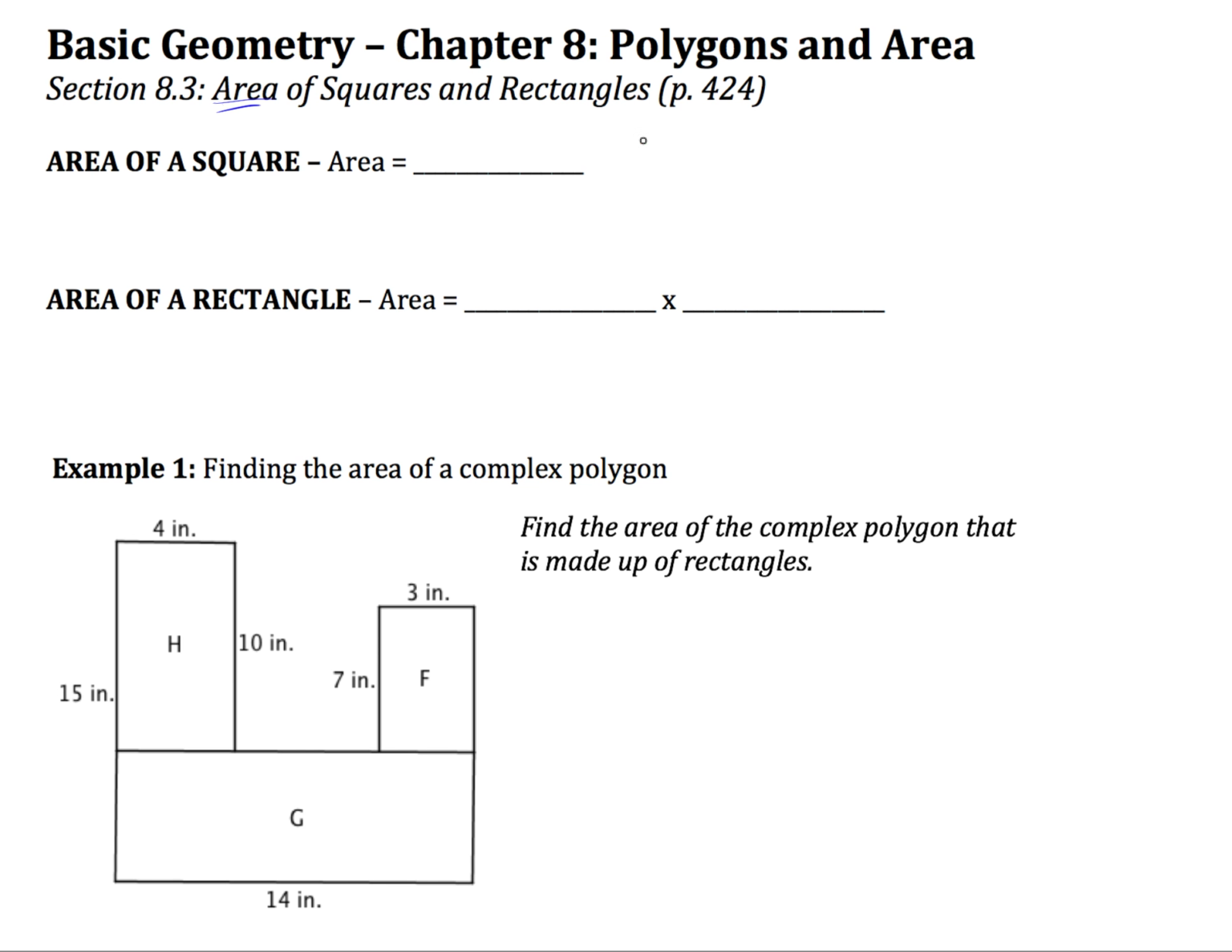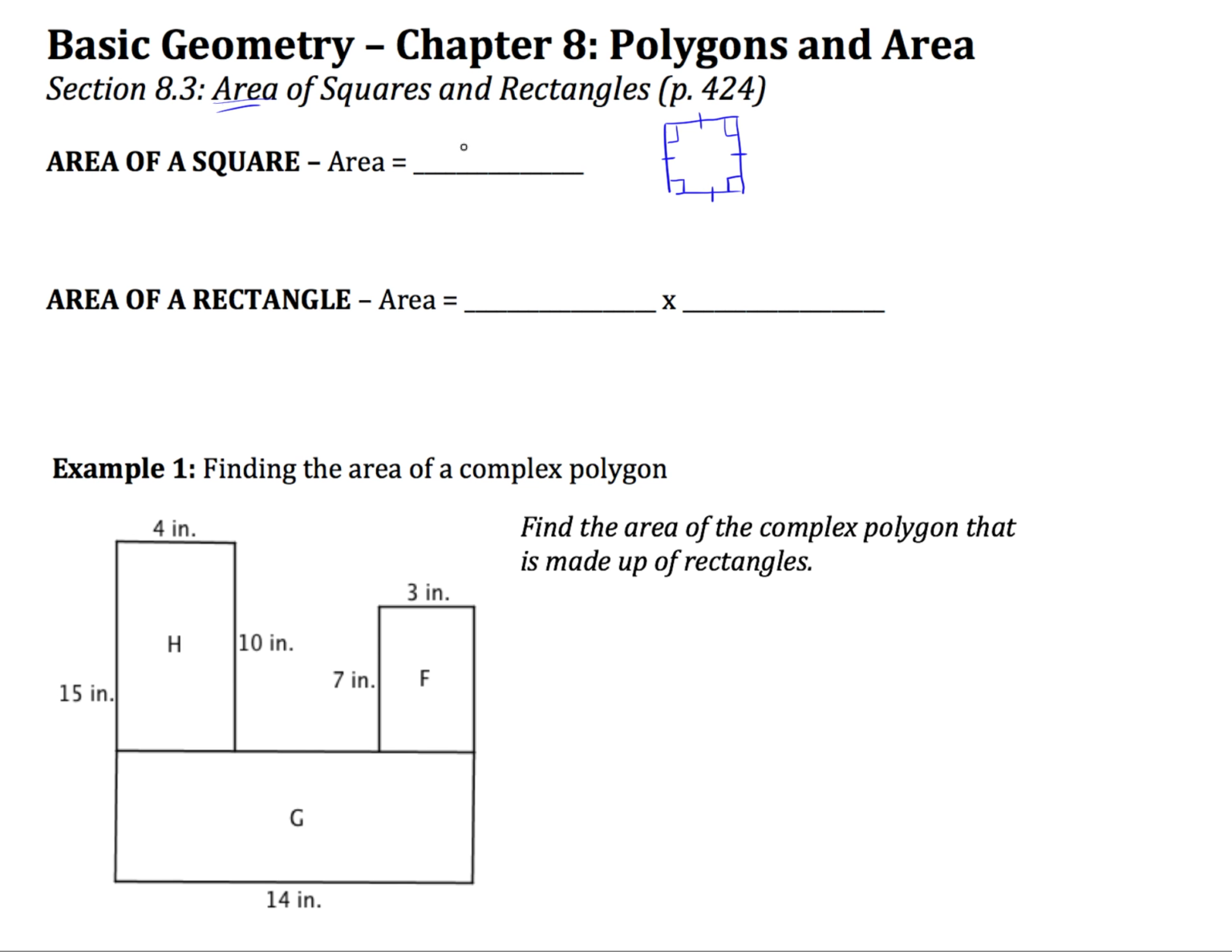If we're looking at a square, we have a shape where all four sides are the same and all four angles are the same, and since they are the same and add up to 360 and there's four of them, that means that they're all 90. So we're looking at a square here.